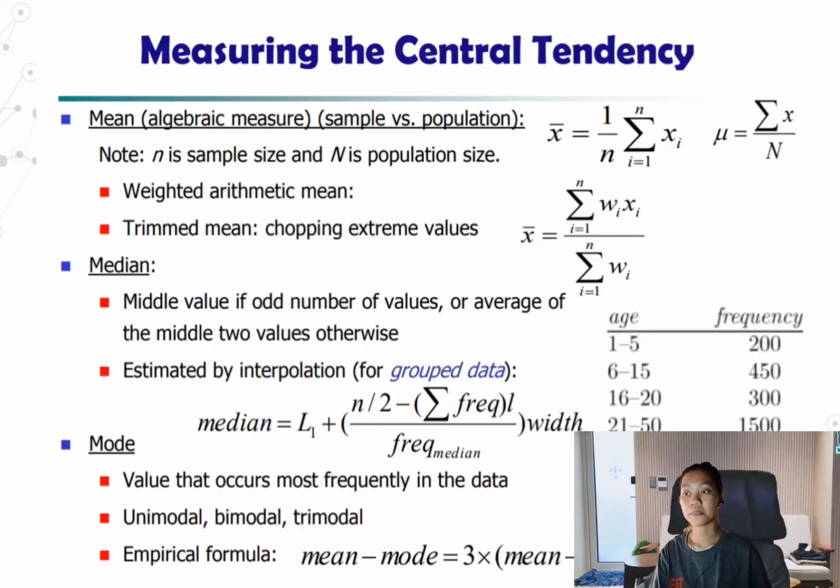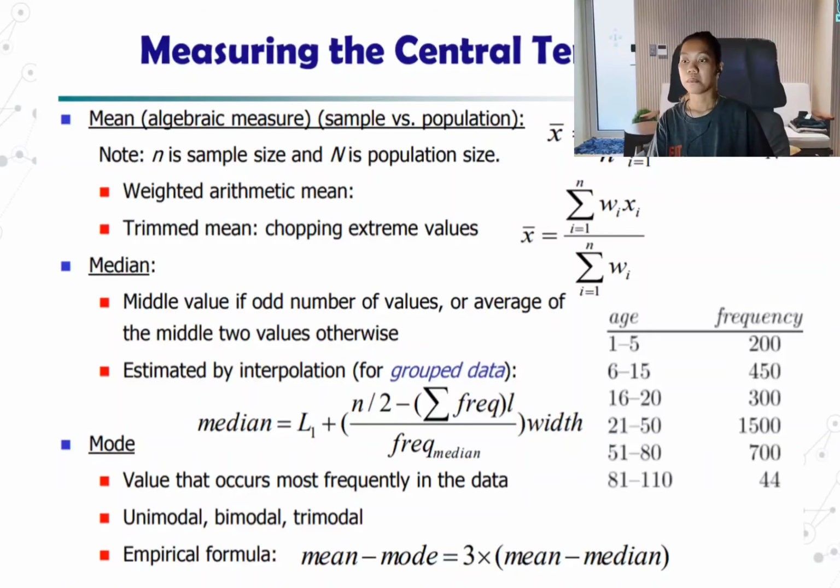Next, we have the median: the middle value if there is an odd number of values, or the average of the middle two values otherwise. It is estimated by interpolation for grouped data. So we have this formula.